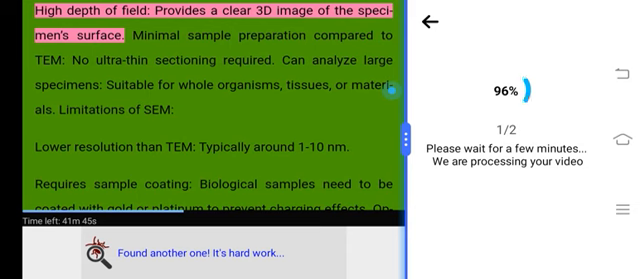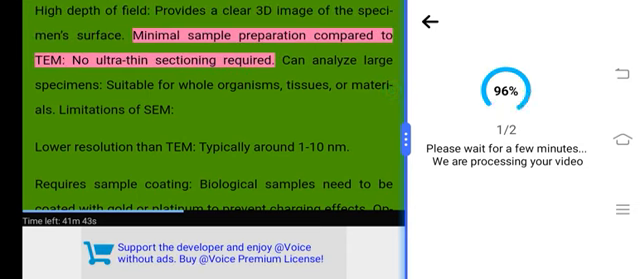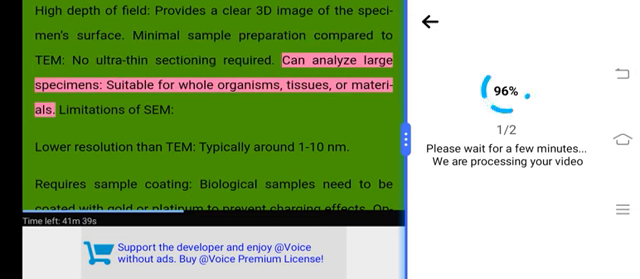Advantages of SEM. High depth of field, provides a clear 3D image of a specimen surface. Minimal sample preparation compared to TEM, no ultra-thin sectioning required. Analyze large specimens, suitable for whole organisms, tissues, or materials.